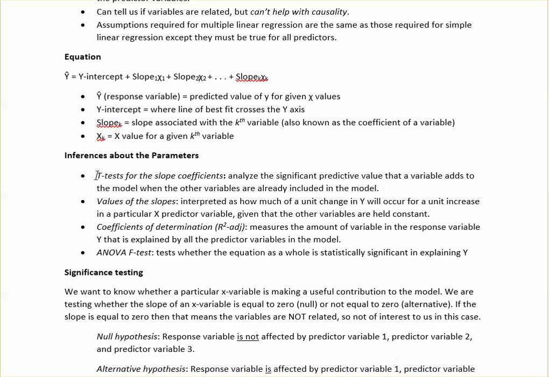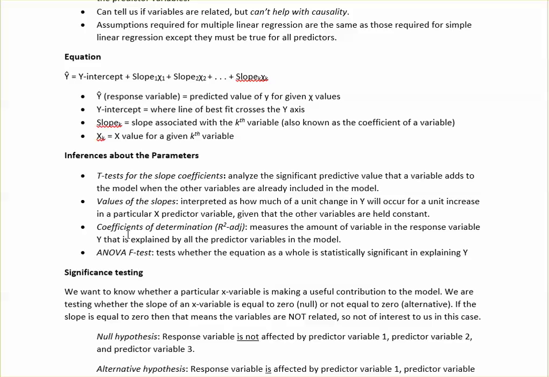Inferences about the parameters. First of all, you've got t-tests for the slope coefficients, and that analyzes the significant predictive value that a variable adds to the model when the other variables are already included in the model. The values of the slopes are interpreted as how much of a unit change in y will occur for a unit increase in a particular x predictor variable, given that the other variables are held constant.